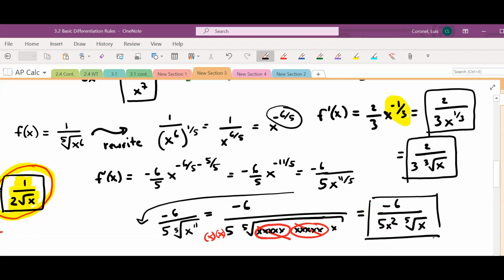We were using the power rule, but then we had this little algebra, x to the 11/5, that we had to clean up a little bit. We had the fifth root of x to the 11th that we had to manipulate and clean up, and so this was our final answer.